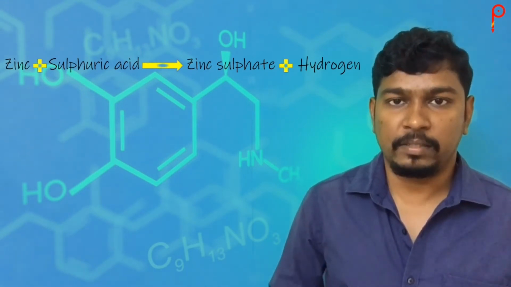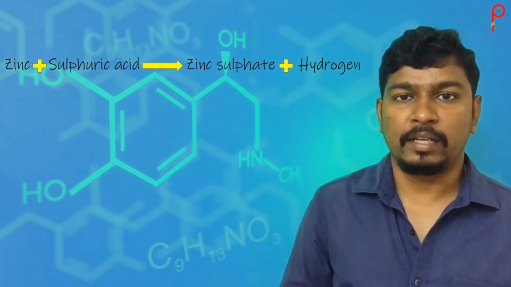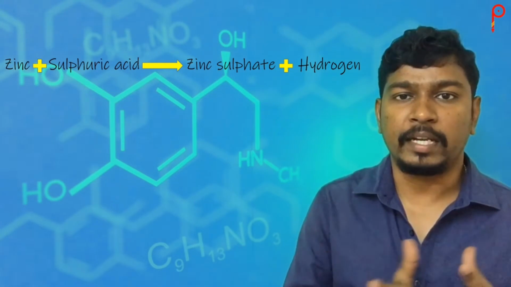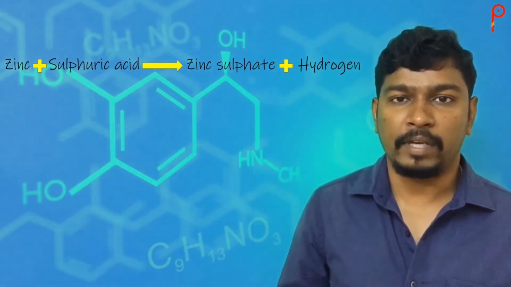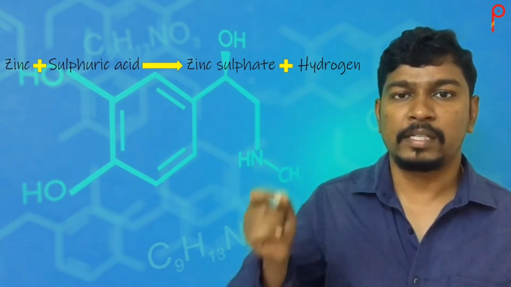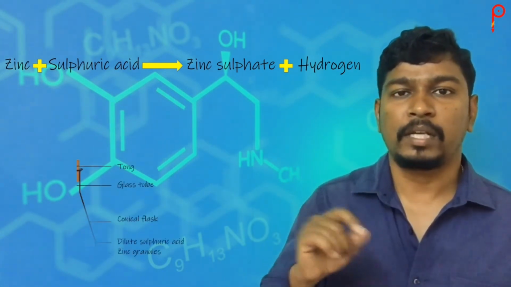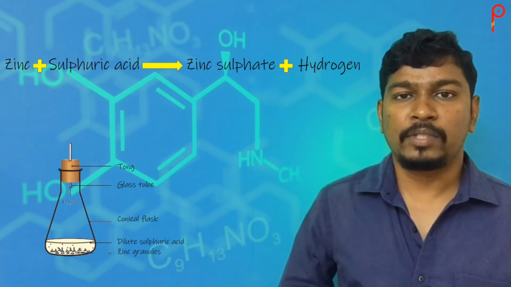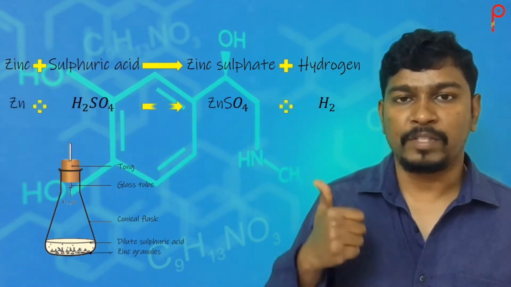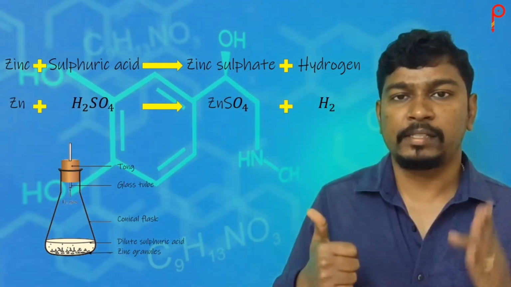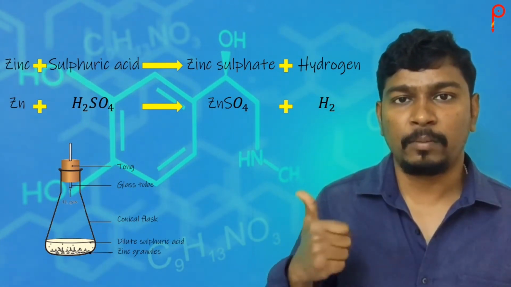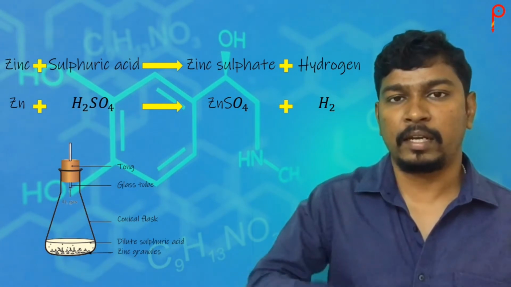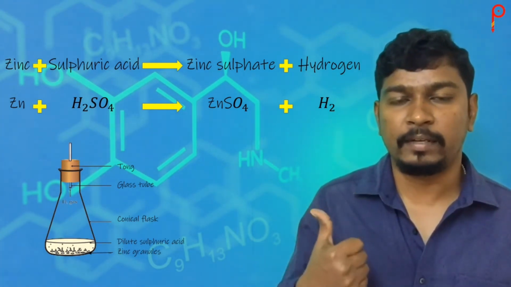We will take zinc and sulfuric acid. Zn and H2SO4 are the reactants. What we get is zinc sulfate, the product will be ZnSO4 plus hydrogen H2. Now just look at the equation. Zn on the left hand side and Zn on the right hand side are equal. Same number of atoms, there is one Zn, and on the product side there is one Zn.